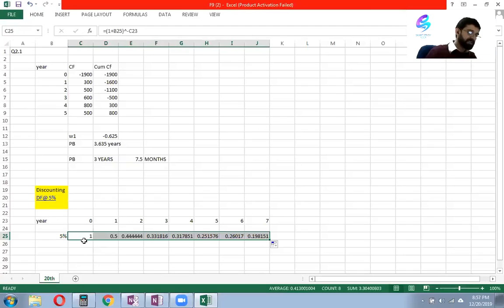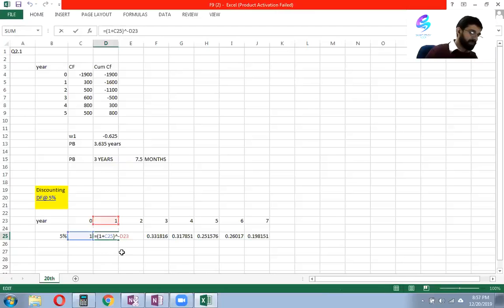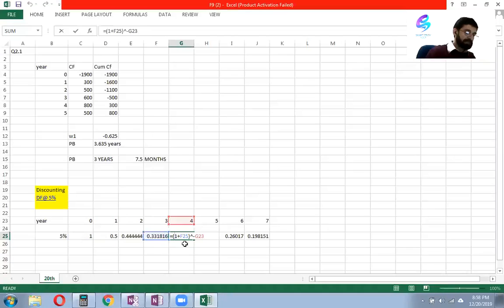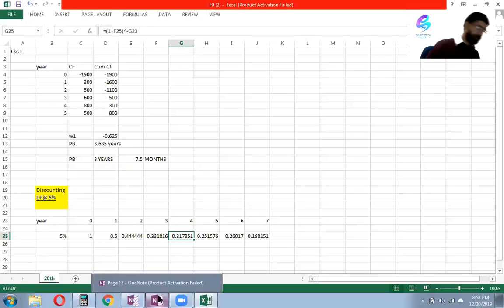So it's 5%, year 1, 2, 3, 4, 5, 6, 7, right? Because if you see the first one, year 1, it says 1 plus 5% raised to the power 1. If you see this one, it's 1 plus 5% raised to the power minus 4. So rather than writing 4, we can actually link it with the cell, and it can make our life very easy.